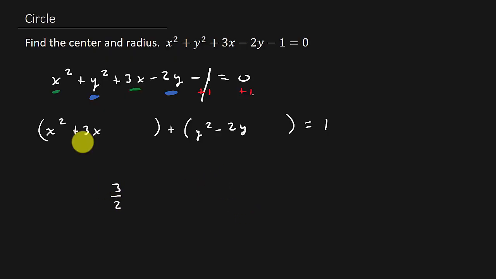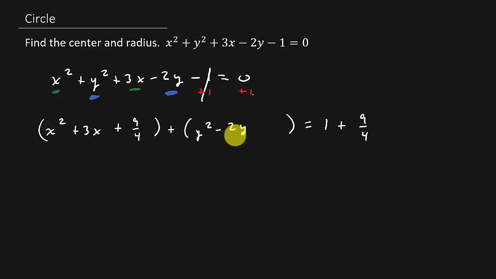All right, so we half the 3, and then we want to square it. And so that's going to be 9/4. 3 halves times 3 halves is 9/4. So we add the 9/4. And since we added 9/4 to this side, we have to add 9/4 to the other side.